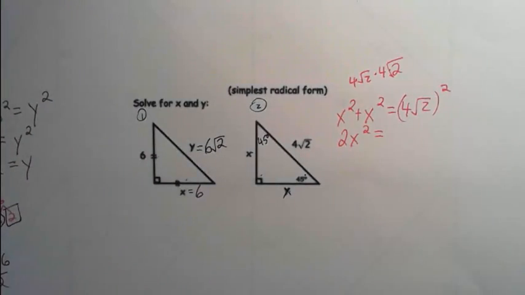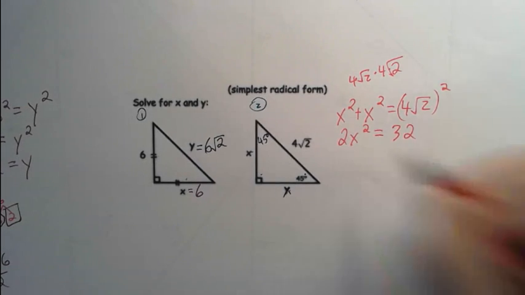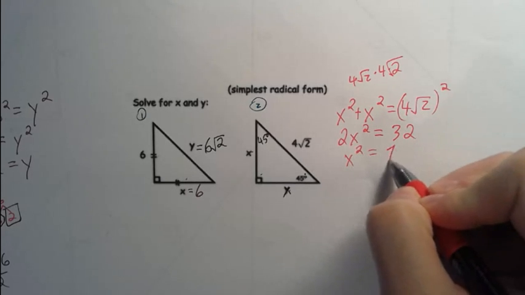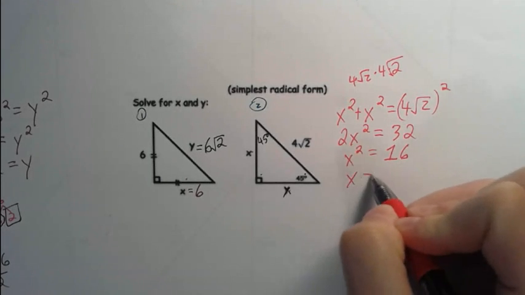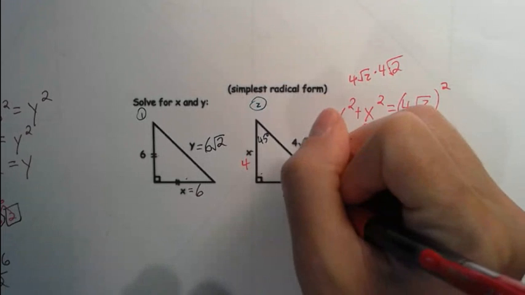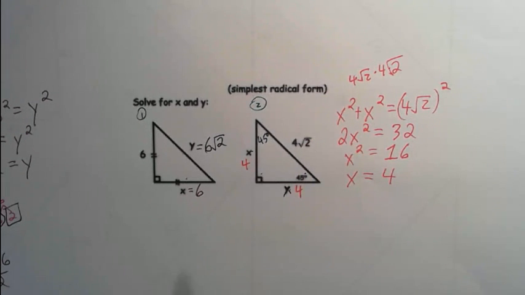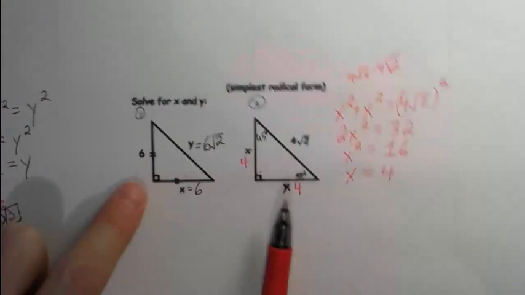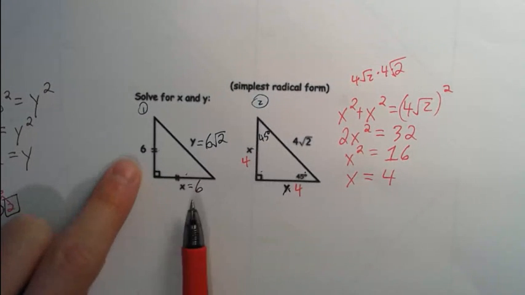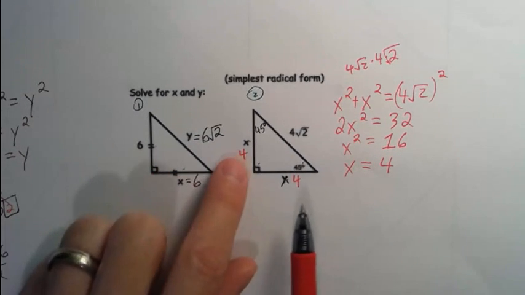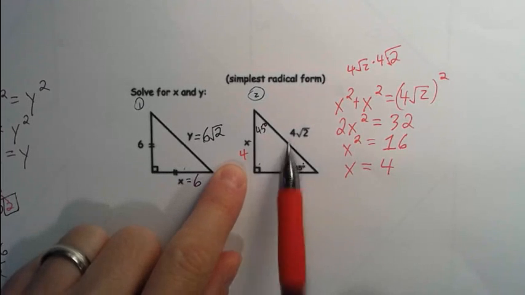So in this problem, we have 2x squared equals 32, and then divide by 2, we get x squared is equal to 16, and that means that x is going to be equal to 4 for the sides of this triangle. So we have a 4 and a 4. So you're looking at these triangles, it might seem that we have a pattern going on. We have both of them are isosceles triangles, two sides are the same. Both of them are right triangles. And then also the sides here are both 6. The hypotenuse is 6 root 2. The 4 and 4 are our legs, and then 4 root 2.